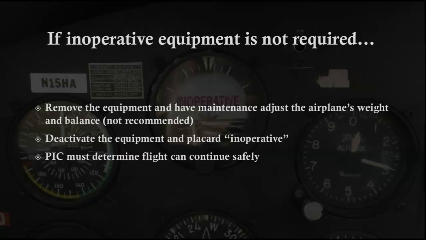The regulations require that if the inoperative equipment is not required, that you remove the equipment and have maintenance adjust the airplane's weight and balance, which is really not the recommended procedure, or deactivate the equipment and place a placard or a sticker on the equipment that says inoperative. If that's done, and a note is placed in the aircraft's maintenance log, the pilot in command then must determine if the flight can continue safely, and if so, you can legally fly.